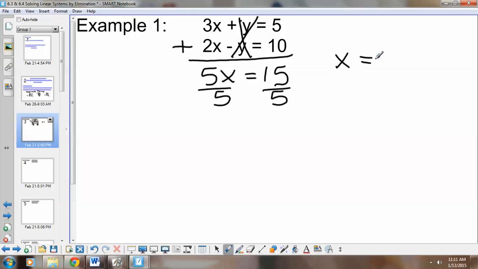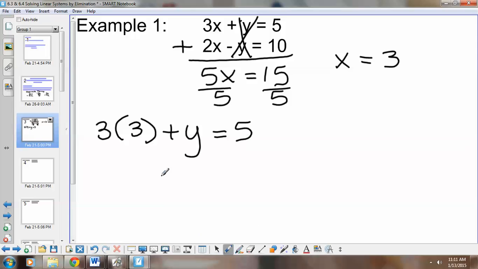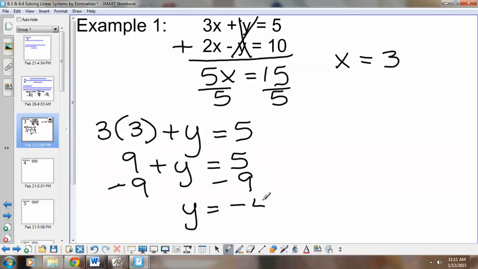How many of you already like elimination better? I told you, I really think you're going to like this one the best. Now we've got x equals 3. We're going to do just as we did in substitution and put it back in, for either equation. Put it in for x. I'm going to use the first equation. So 3 times 3 plus y equals 5. 3 times 3 is 9. Subtract 9 on both sides. Y is equal to negative 4. 3 comma negative 4.